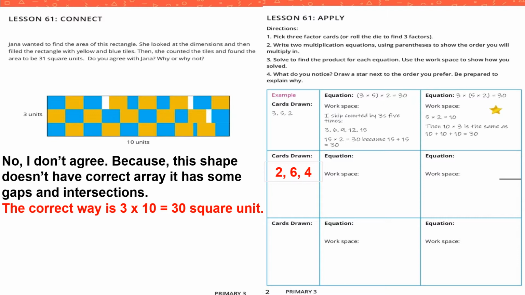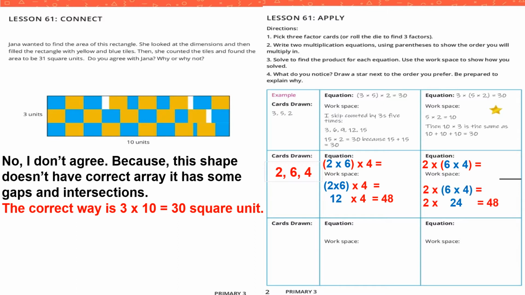We have many ways. The first way will be 2 times 6 between 2 brackets, then we will multiply 4. The second way, we will take 6 and 4 between 2 brackets, then multiply 2. Okay? So 2 times 6 equals 12. 12 times 4, we studied it in table 4, 48. In the second way, we have 6 times 4, which equals 24. 24 times 2 equals 48.